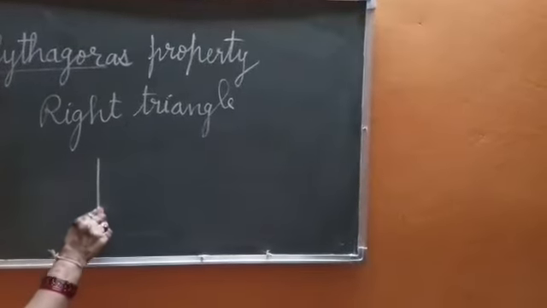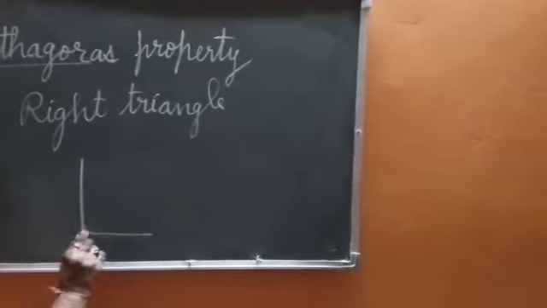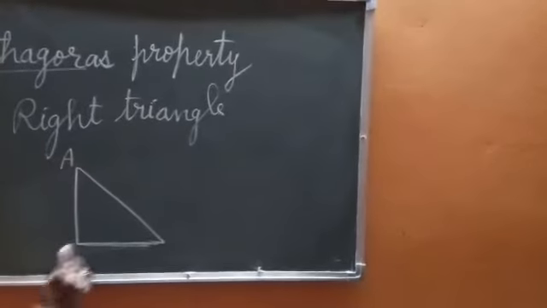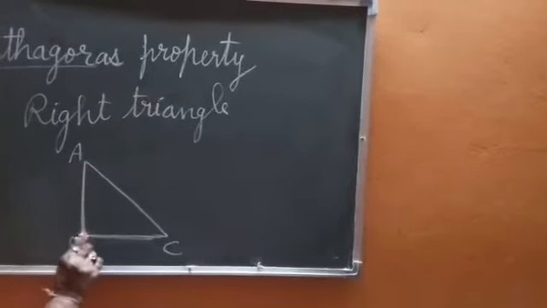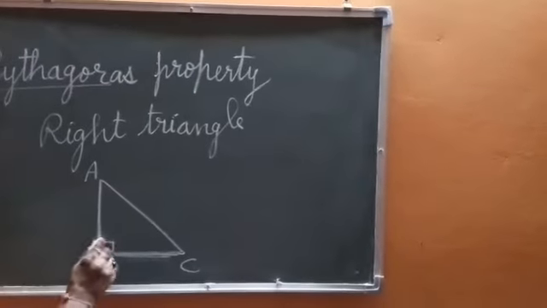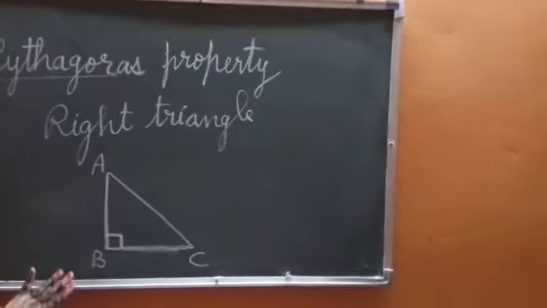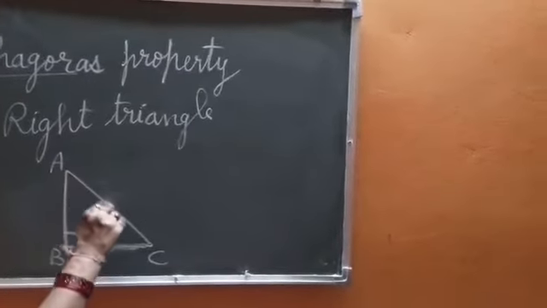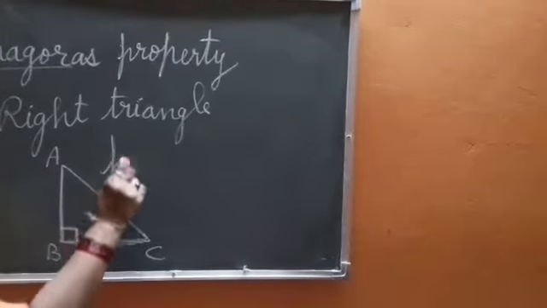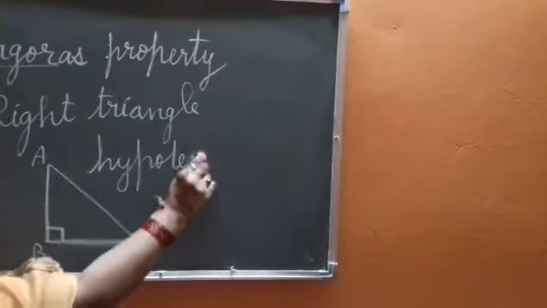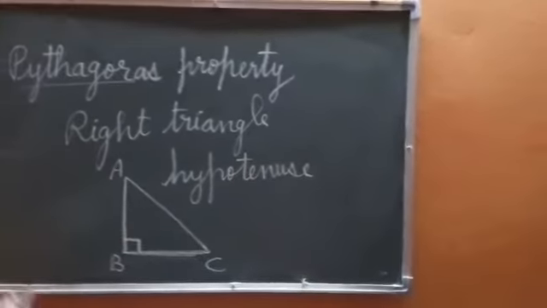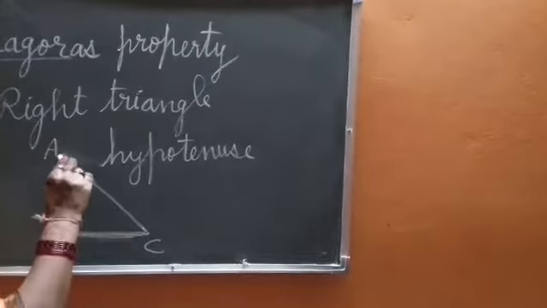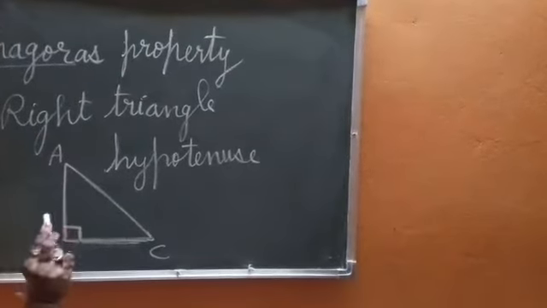Suppose we have a right triangle ABC. It has a right angle at B. The side which is opposite to the right angle, this side AC, is called the hypotenuse. This side AC, which is opposite to the right angle, is called the hypotenuse of a right angle triangle.